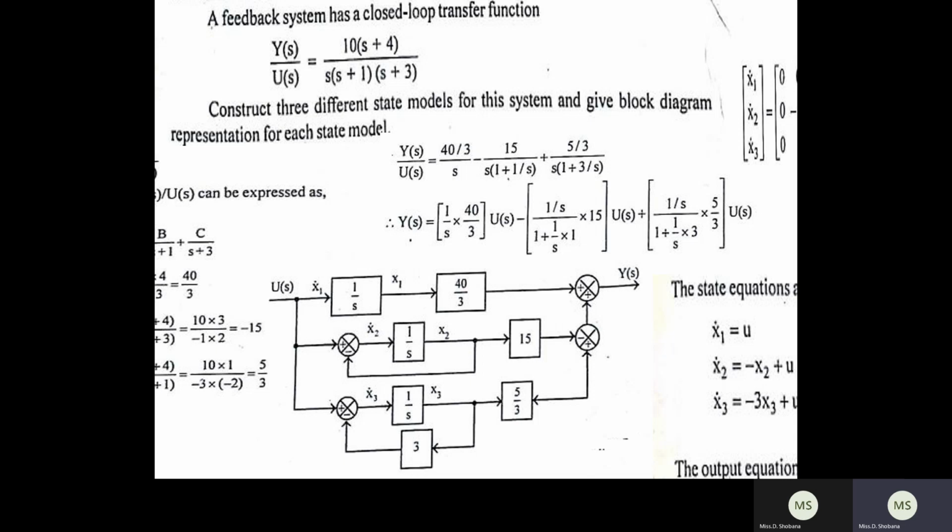Then you can write the canonical transfer function equations. Here, 1 divided by s into 40 divided by 3 u of s, and 1 divided by s over 1 plus 1 divided by s into 15 u of s, and 1 divided by s over 1 plus 1 divided by s into 3, and into 1 by 3. By having this output equation, you can draw the canonical state diagram. From the canonical state diagram you can obtain the state equation, and from the state equation you can write the state model. That's all.